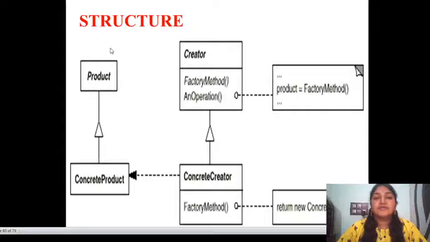Next, coming to the structure, the main important concept for describing any design pattern. The structure defines the creator, the main class, which is the creator and concrete creator, and the product classes, which are the product and concrete product. In the creator, we use the operations as factory method and an operation, generally whatever operation we define. And in the concrete creator, the operation defines the factory method.